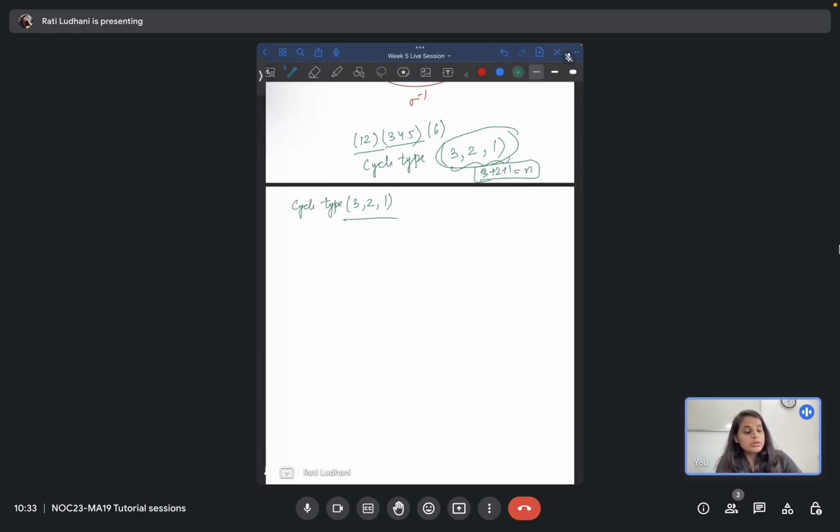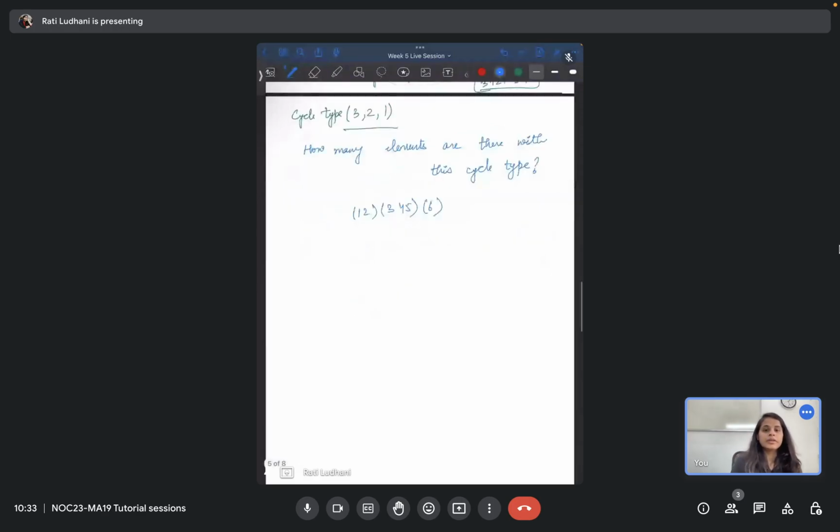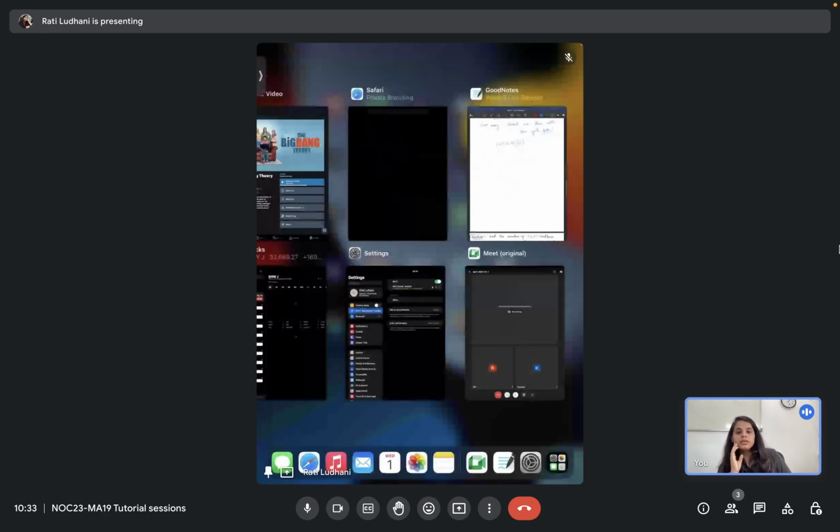Now you need to find out how many elements are there with this cycle type. So one example, you can have 1, 2, 3, 4, 5, and 6, right? How many elements are there with this cycle type?